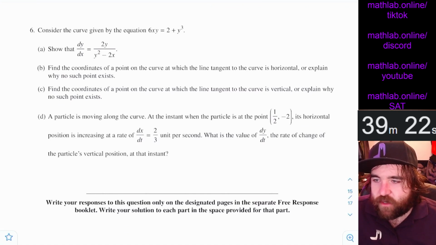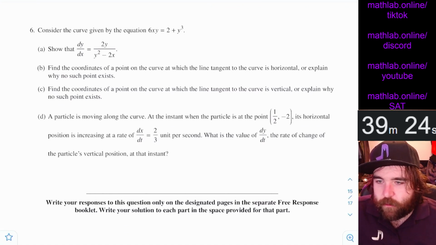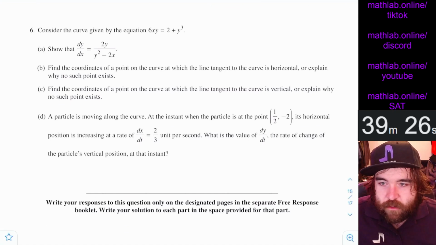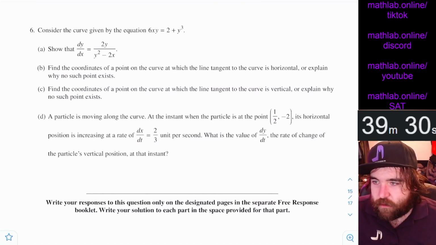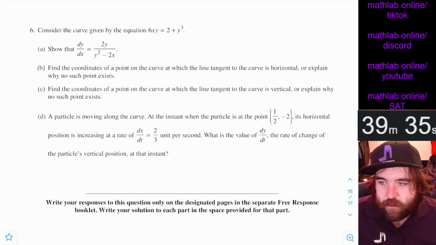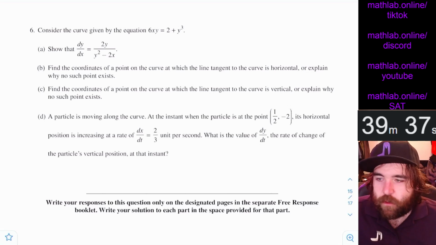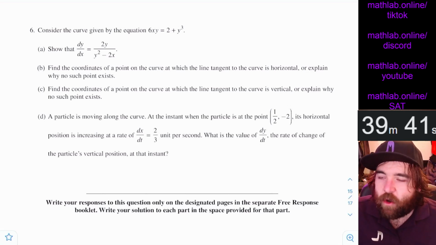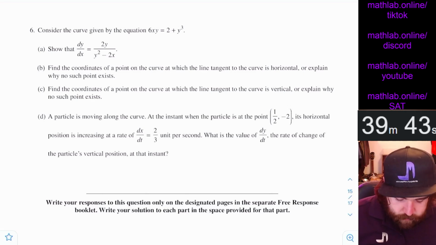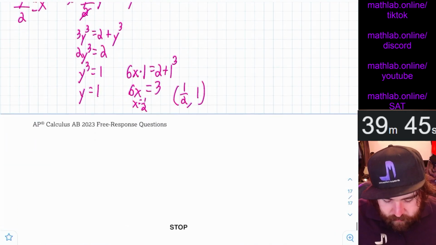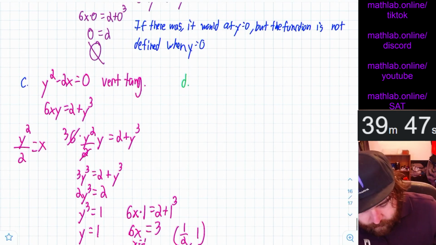The position is increasing at dx/dt is 2/3 per second. What is the value of dy/dt, the rate of change of the vertical position at that instant? Okay. So its horizontal position is increasing. So at (1/2, -2), I've got to get my x and y. So I've got to go back to the top, 6xy plus 2y cubed, and take the derivative with respect to t.